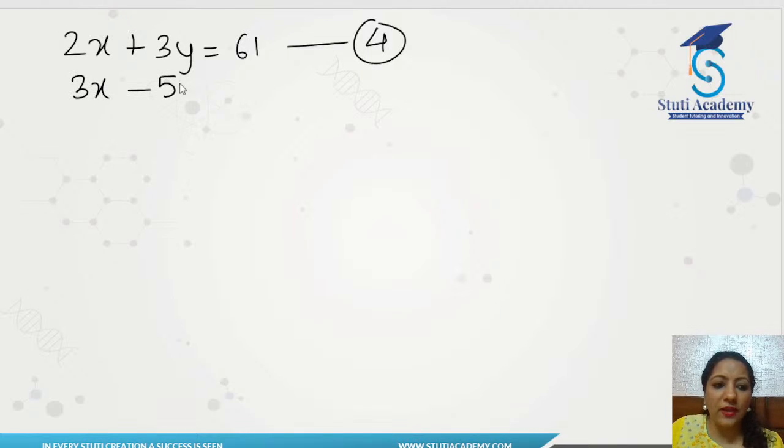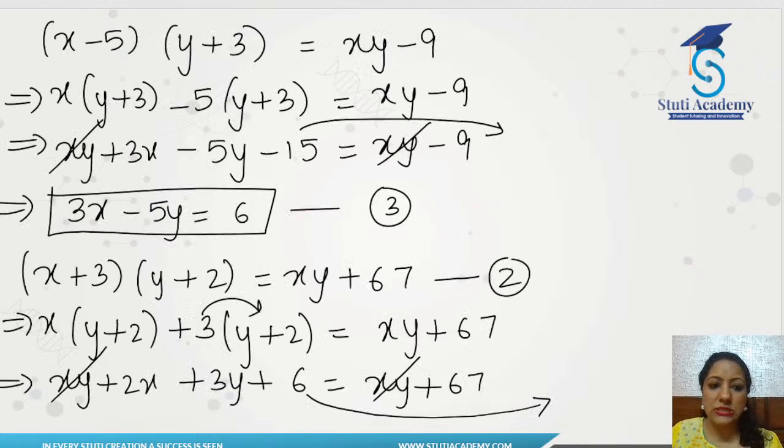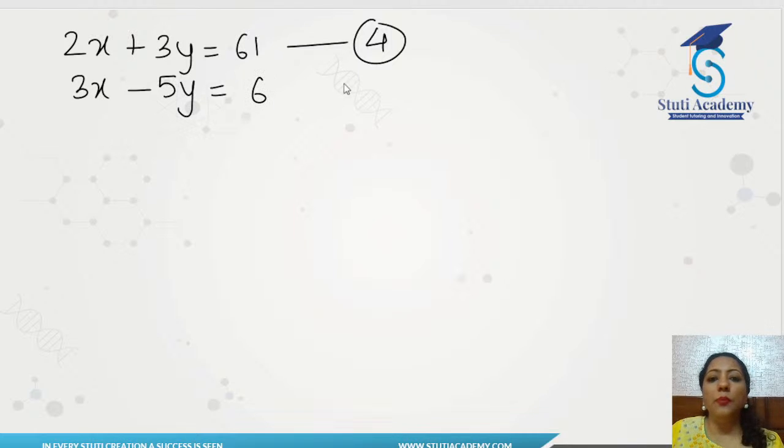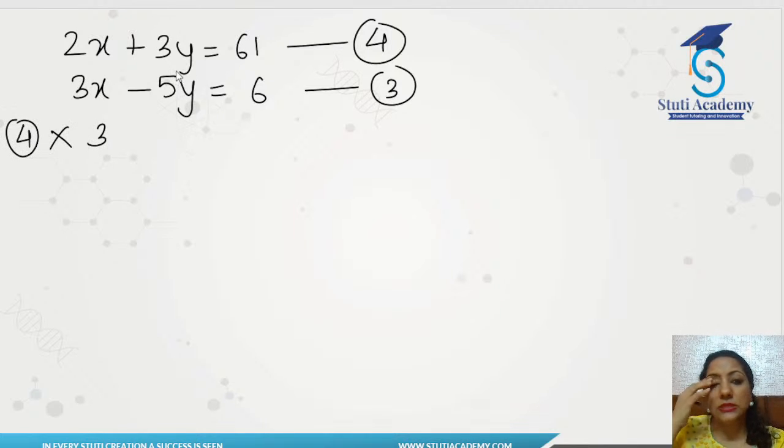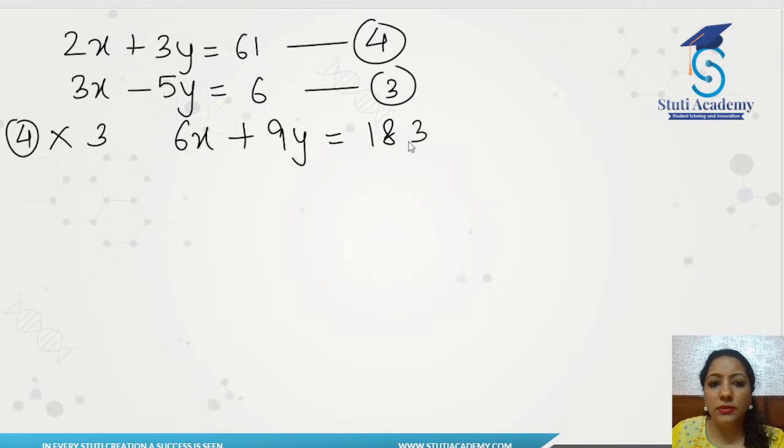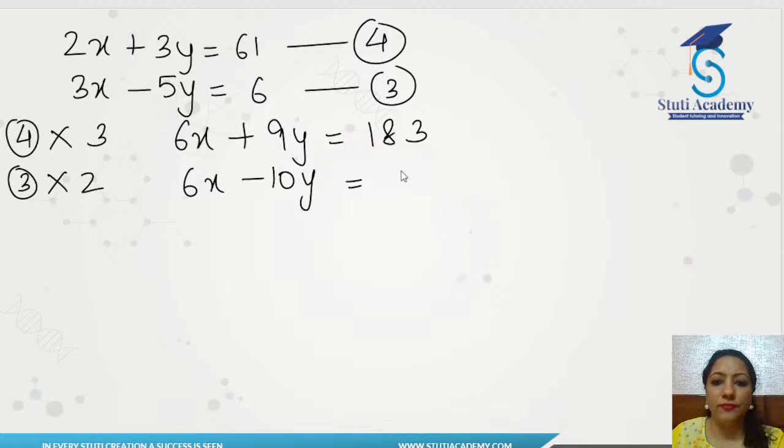3x minus 5y is equal to how much? It's 6. Okay. Now we are going to solve this using the elimination method. So we are going to take this fourth equation and multiply it by 3. So we will get here 6x plus 9y is equal to 183. Then we'll take the third equation and multiply it by 2. So we will get here 6x, and when we multiply we'll get minus 10y, and this will become how much? It's 12.